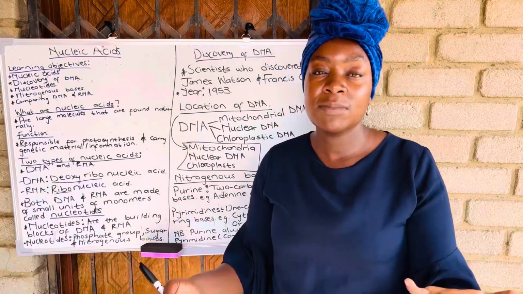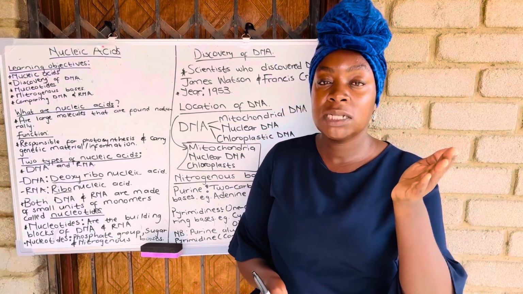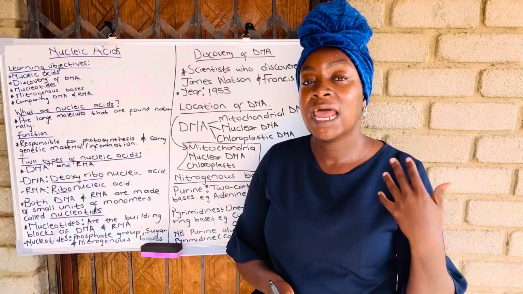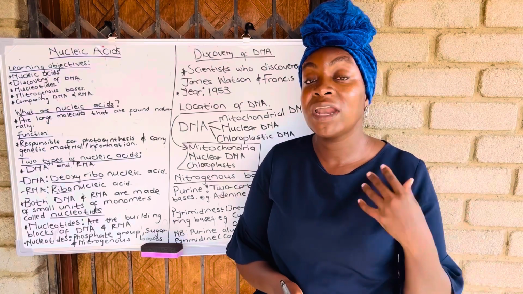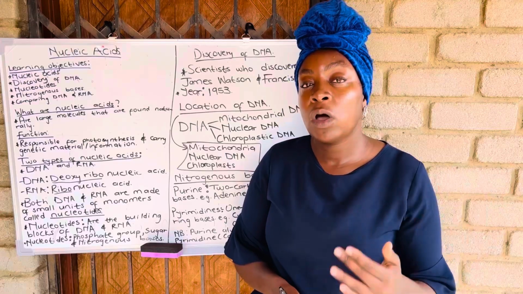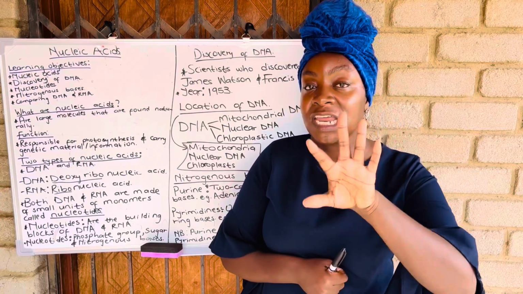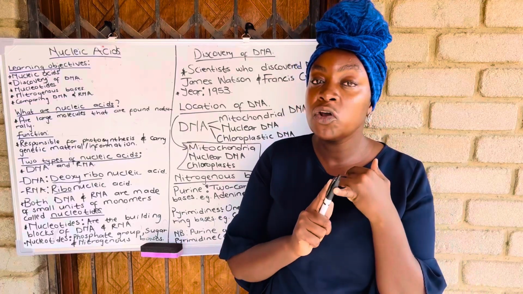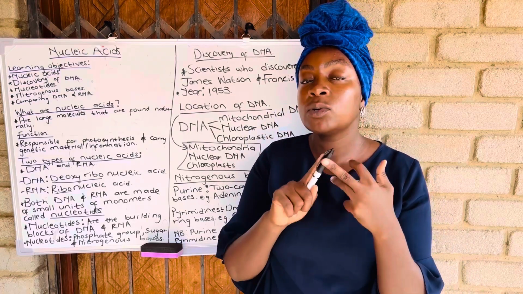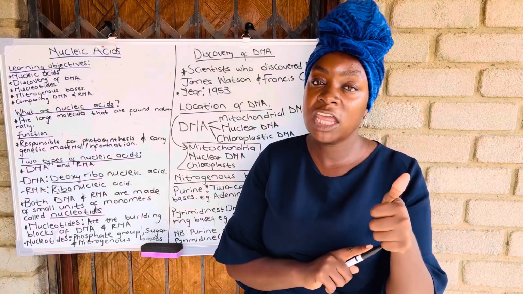If a question comes and says, write down, especially the biological term, what are the building blocks of DNA or nucleic acids, you are going to say nucleotides. And nucleotides are composed of three things: a phosphate group, a sugar, and also a nitrogenous base.